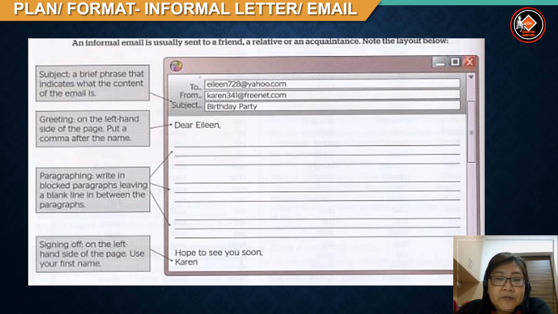And then you have paragraphing. Here, the paragraphing, we are using block paragraph. Okay, block paragraphs, you need to leave a blank in between the paragraph. So do remember this. So you can have your introduction, your content paragraph, paragraph 2, paragraph 3, and also your closing paragraph. And then to end, you have to sign off. You can write hope to see you soon, and then write the name of the sender. For example here, Karen.